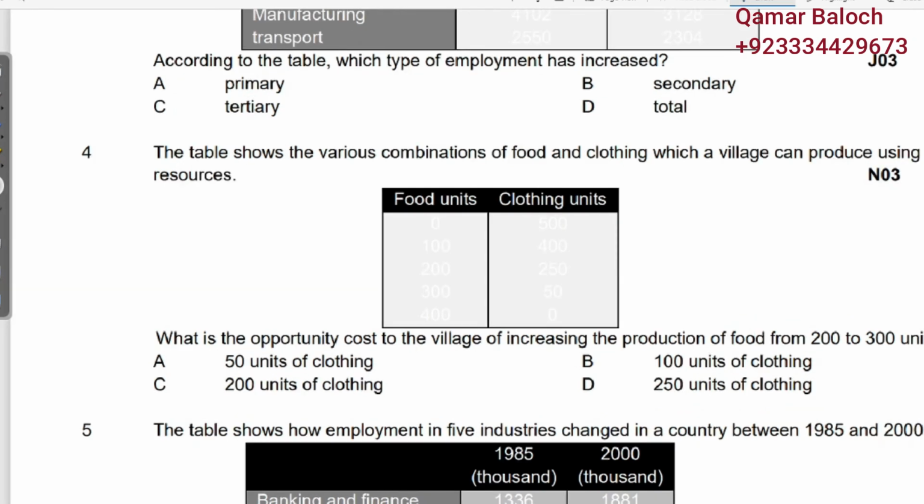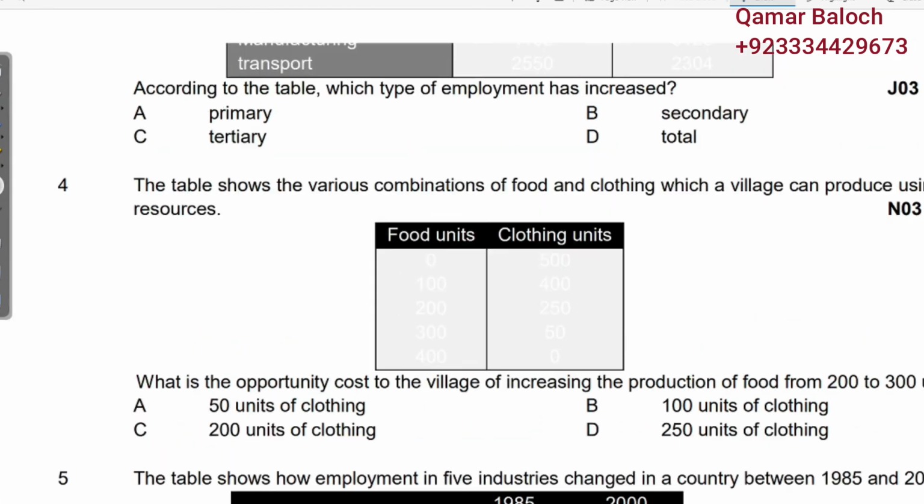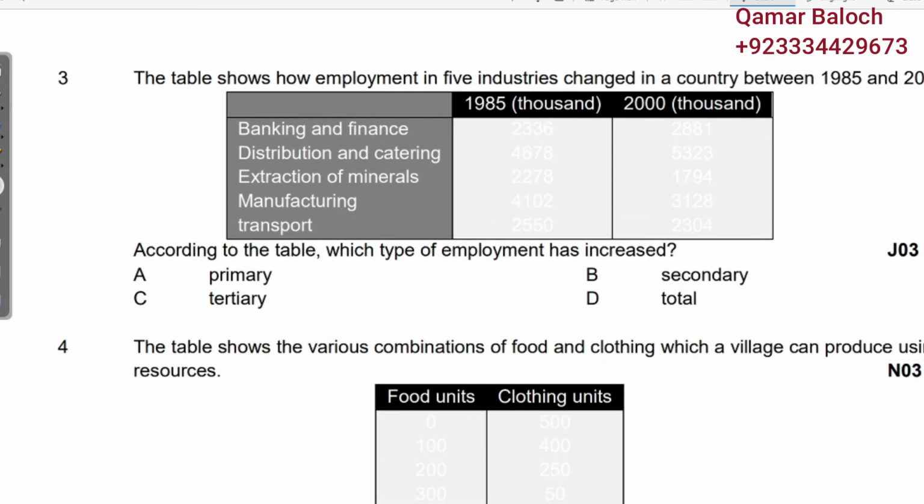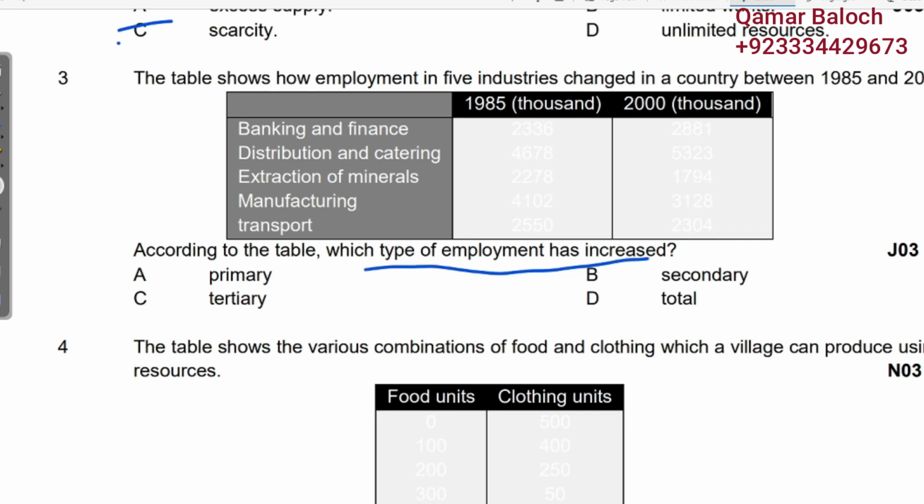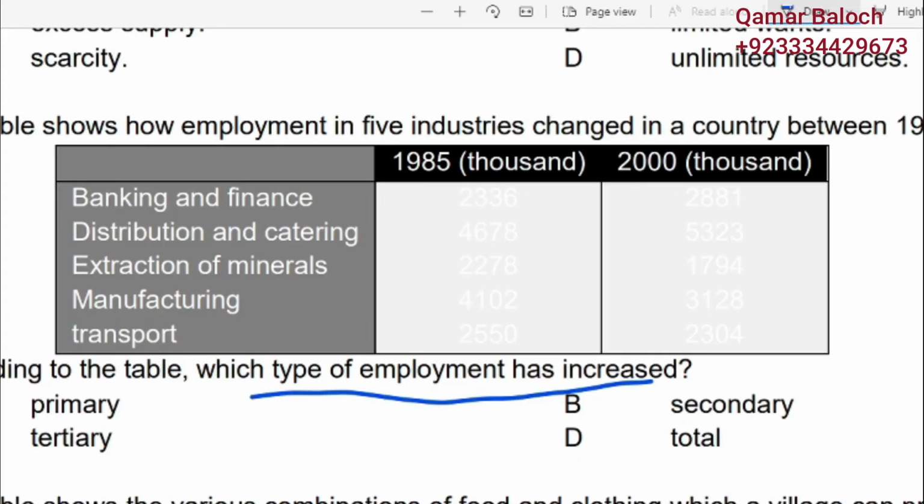Next, coming to question number 3. Question number 3 is, hope you can read these figures. Question number 3 is, you have to find out the employment which has increased. So the correct answer for this is option C, tertiary sector, because tertiary industry has increased. Tertiary industry increased because it includes service industry, banking and finance is service industry, distribution and catering is service industry.